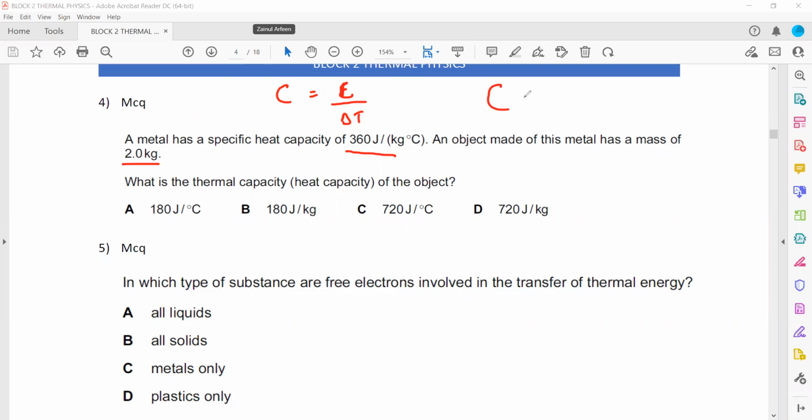The other formula we can use for thermal capacity is the mass multiplied by specific heat capacity. So m into c will also give thermal capacity. So there are two formulas: thermal capacity is energy divided by change in temperature, or mass into specific heat capacity. The specific heat capacity is given as 360, and the mass, also in kilograms, is 2. So 360 multiplied by 2 equals 720. So it is 720 joules per degree centigrade.